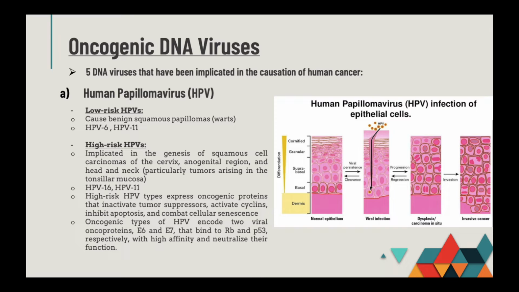High-risk HPV types express oncogenic proteins that inactivate tumor suppressors, activate cyclins, inhibit apoptosis, and combat cellular senescence. Take note that oncogenic types of HPV encode two viral oncoproteins, E6 and E7, that bind to RB and P53 respectively with high affinity and neutralize their function.